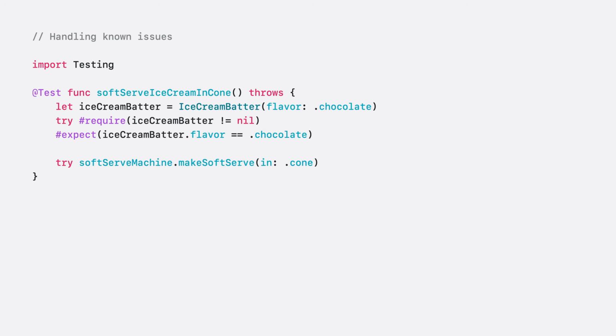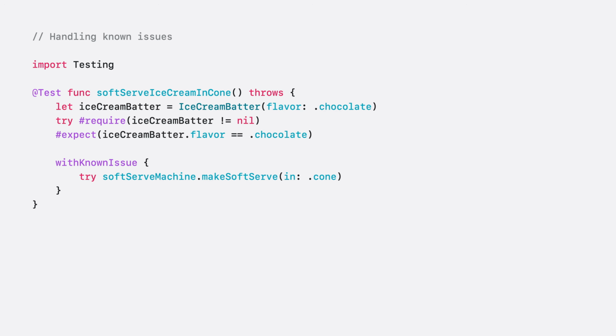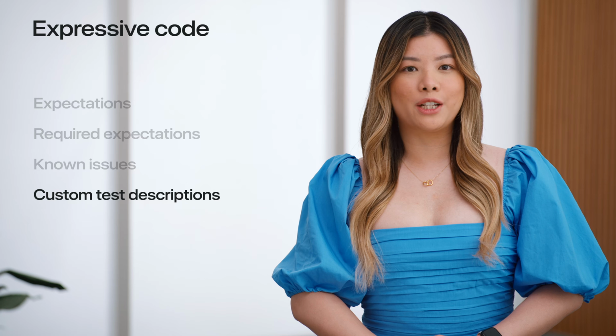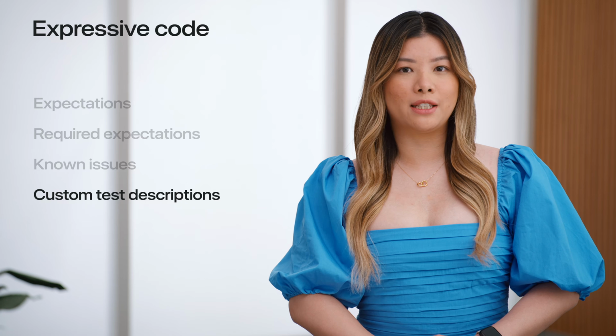Your test may also perform multiple checks. In this case, you can just wrap the failing function in with known issue and allow the rest of your validations to run. The last topic in this section I want to cover is custom test descriptions.